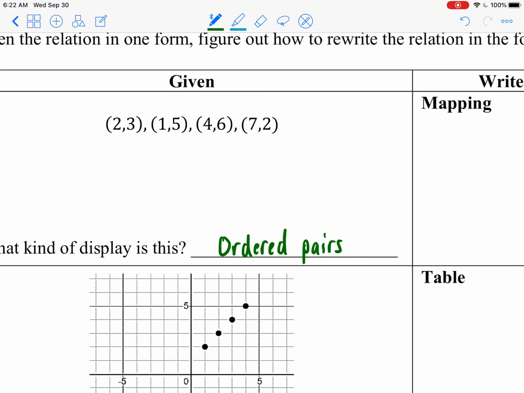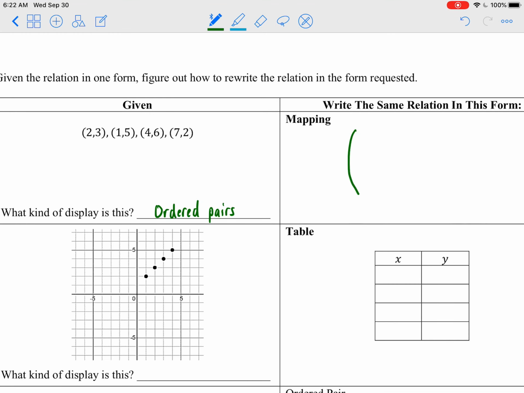And then they want us to create a mapping. So here comes our mapping. You ready? We're going to put the inputs here, the x's, and then we're going to put the outputs here, the y values. So the inputs, if you just look at the inputs over here in yellow, we've got 2, 1, 4, 7. You don't even have to write them in order. Some people do, but not super essential. And then you got 3, 5, 6, 2. So 2 maps with 3, 1 maps with 5, 4 maps with 6, and 7 maps with 2.